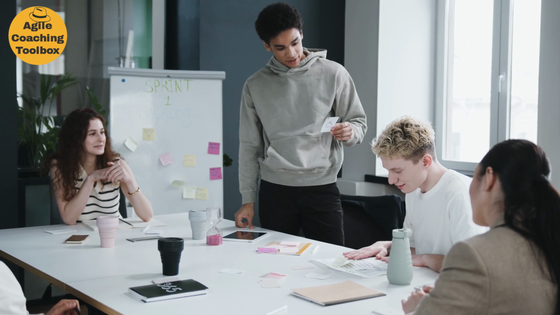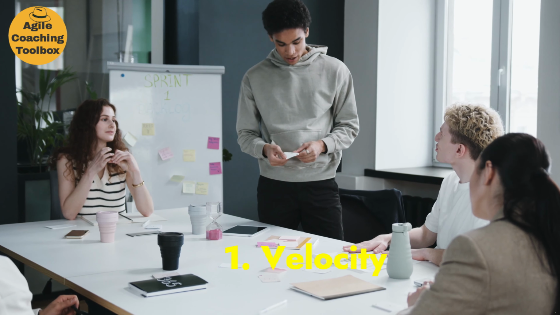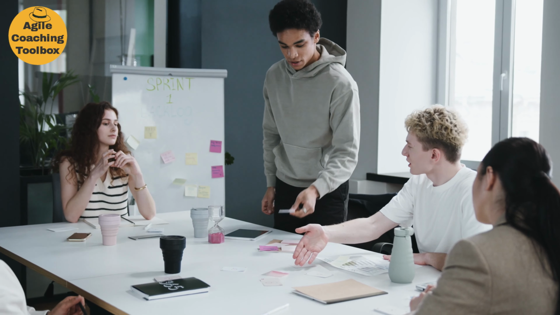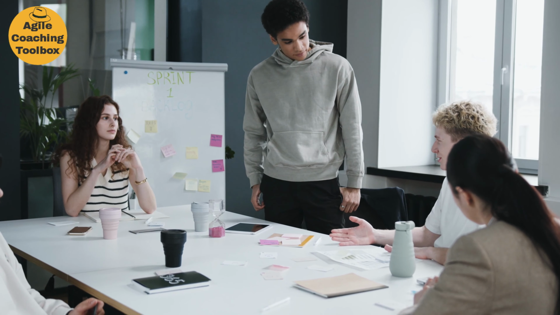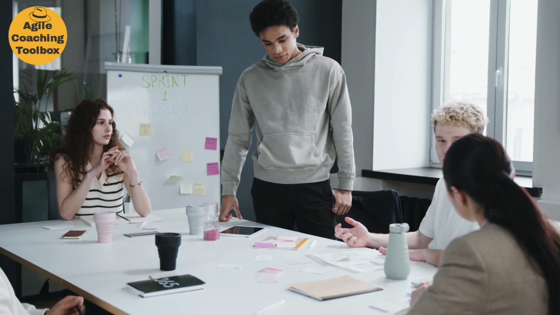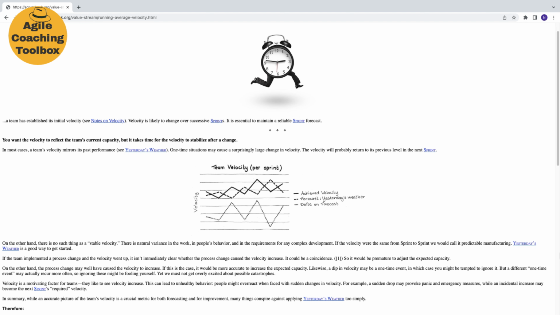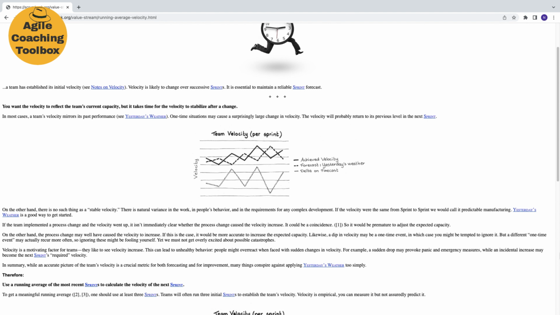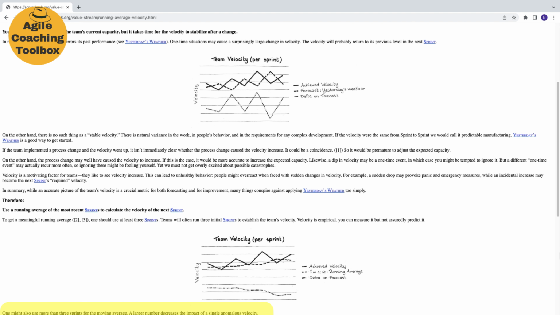The first one that comes to mind is the velocity. In the simplest form, velocity is the number of story points the team completed in the last sprint. With that said, instead of looking at just one sprint, it is recommended to look at a 3-sprint running average to even out the peaks and valleys. So in my opinion, the 3-sprint running average is a better measurement of team's velocity.